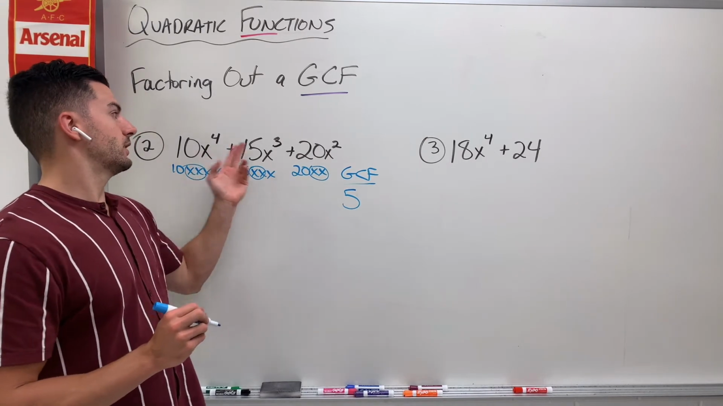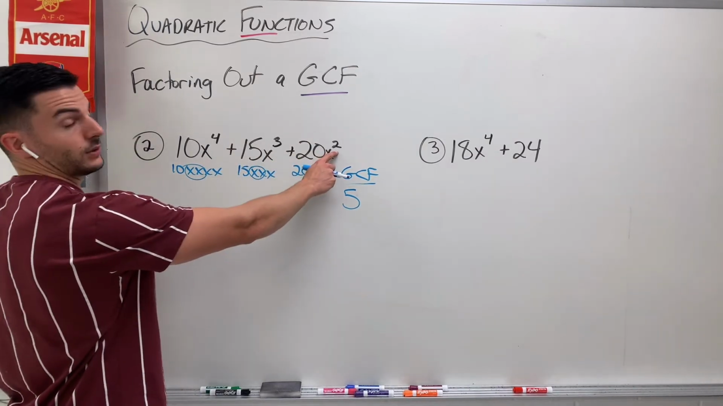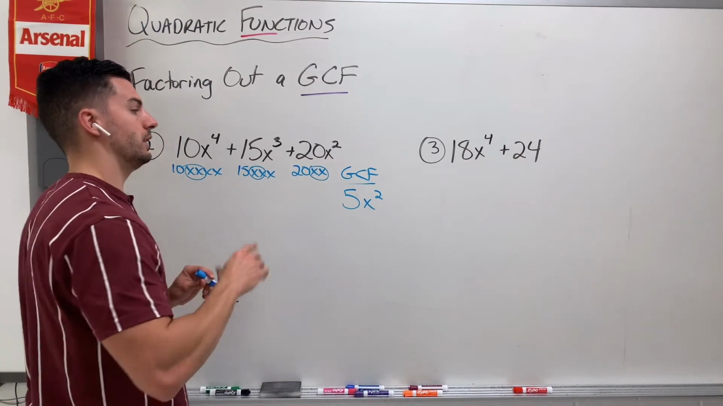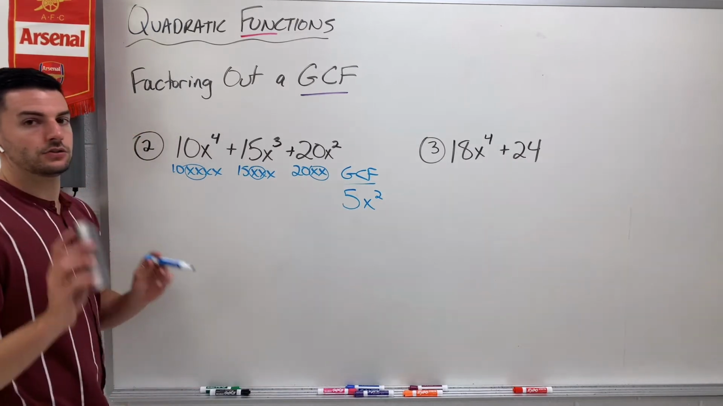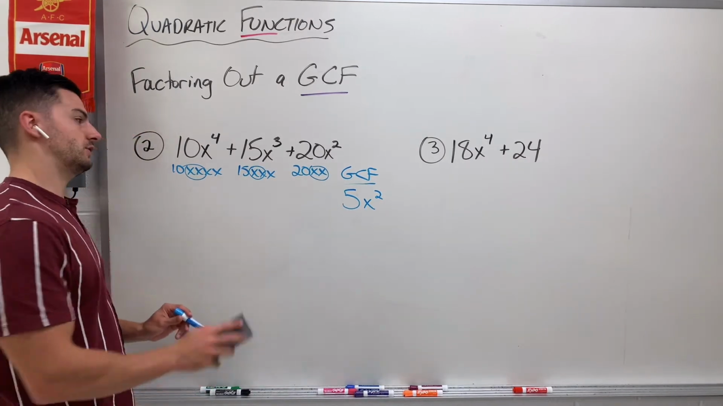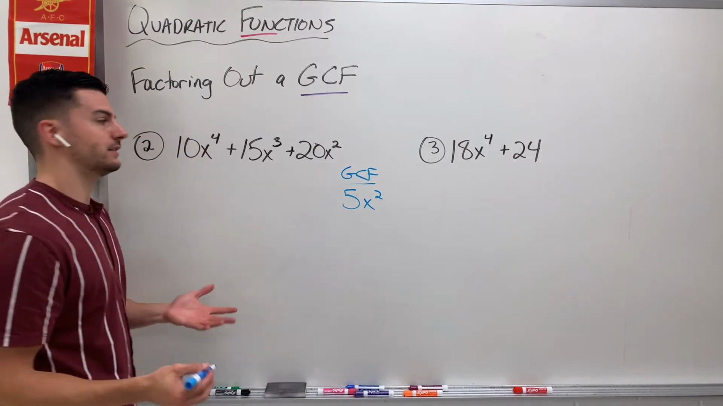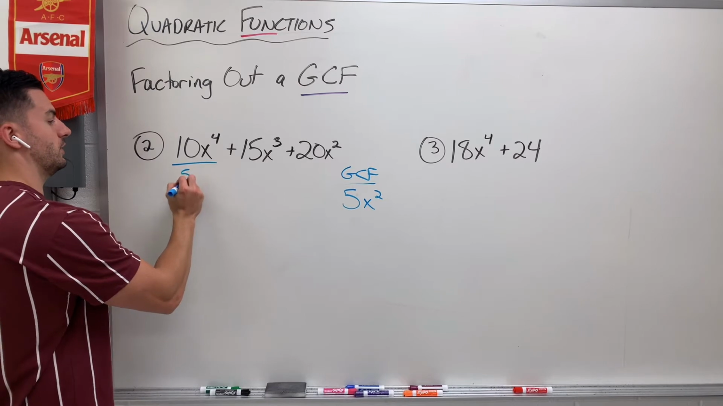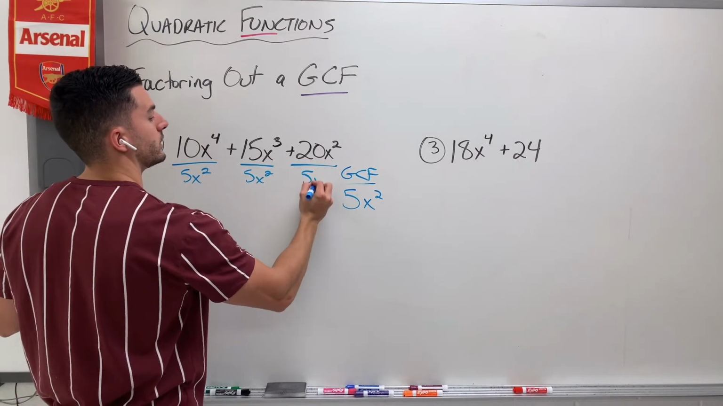And again, your shortcut is if they all have an x, you pick your lowest exponent out of those. So 5x squared would be my full GCF, okay? So that is step 1, to find that GCF. And then step 2, we are going to divide out that GCF from all of these terms, okay? So each of these being divided by 5x squared, 5x squared, 5x squared.